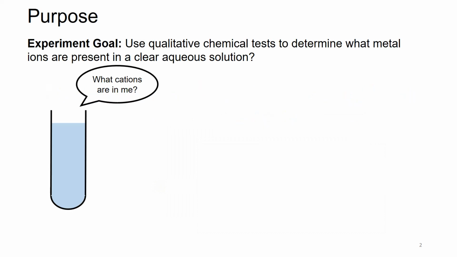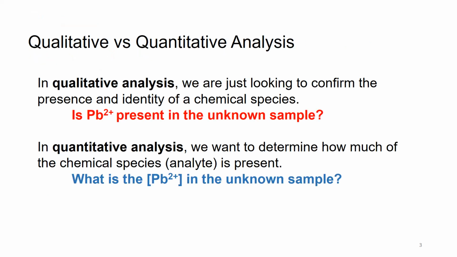Experiment number 4, qualitative analysis of aqueous solutions. In this experiment, our goal is to use qualitative chemical tests to determine what metal ions are present in a clear aqueous solution. What's the difference between a qualitative and a quantitative analysis?